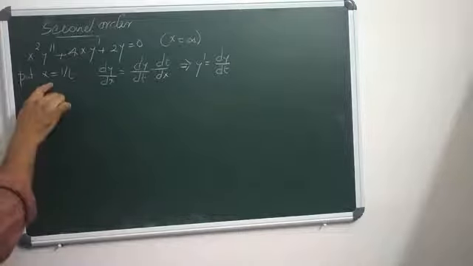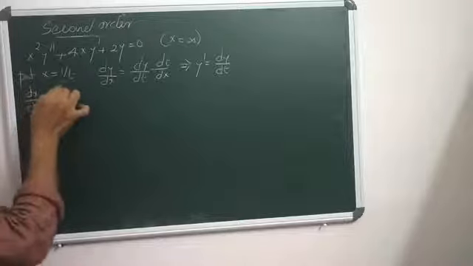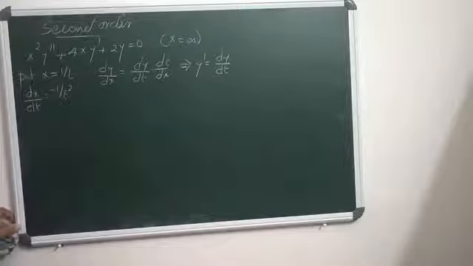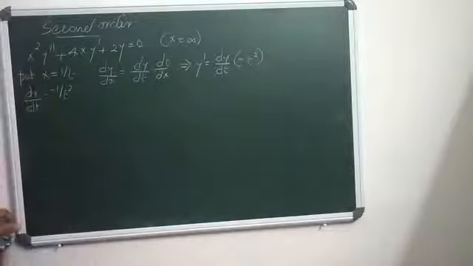What is dx by dt? Here x equals 1 by t. So dx by dt is minus 1 by t square. So its reciprocal is minus t square. So y dash is minus t square into dy by dt.